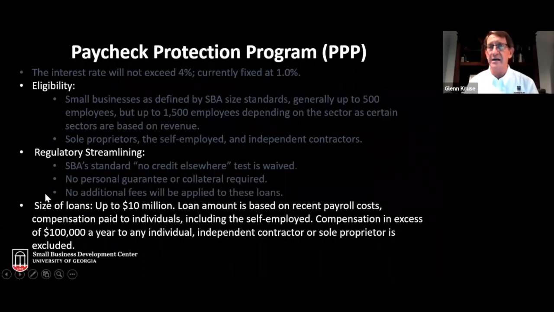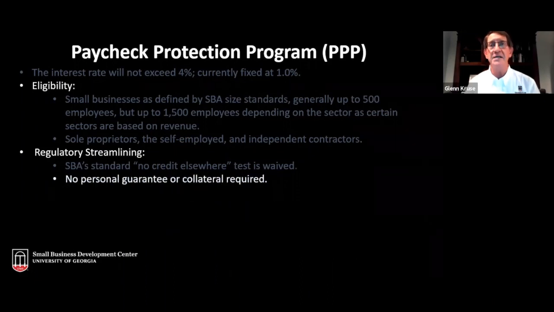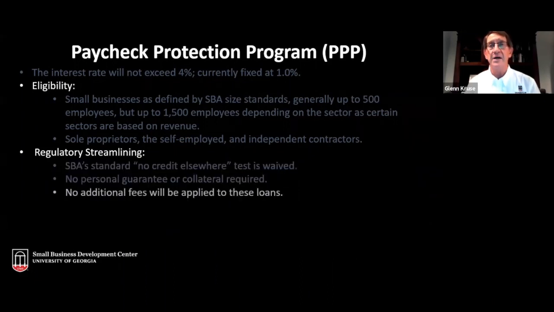They're allowing you to gross that up a little bit to cover some expenses beyond payroll expenses. 2.5, and that will be the loan amount that you can get. Let me back up to these bullet points here. This regulatory streamlining is done because they're trying to move these loans through the process quickly.